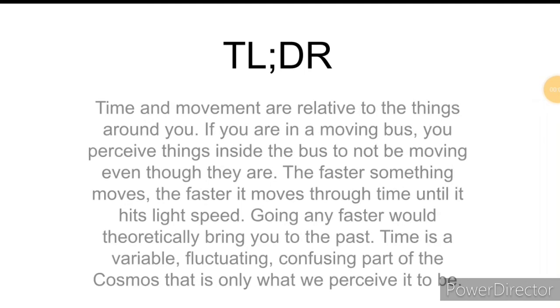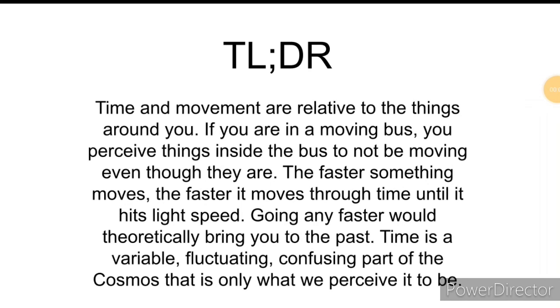This is because the space stations go a lot faster than people on Earth do. TLDR. Time and movement are relative to the things around you. If you're on a moving bus, you perceive things inside the bus to not be moving even though they are. The faster something moves, the faster it moves through time until it hits light speed. Going any faster would theoretically bring you to the past. Time is a variable, fluctuating, confusing part of the cosmos that is only what we perceive it to be.